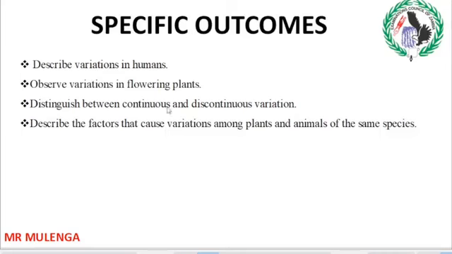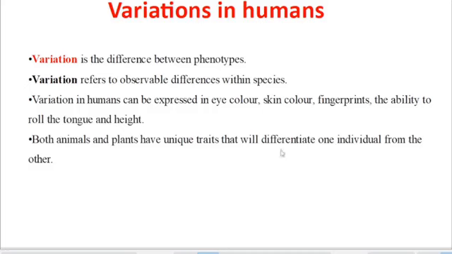Specific outcomes: describe variation in humans, observe variations in flowering plants, distinguish between continuous and discontinuous variation, describe the factors that cause variations among plants and animals of the same species. Variation is defined as the difference between phenotypes, or we can say variation refers to the observable differences within species. Any difference that we are able to observe that exists within species is referred to as variation.